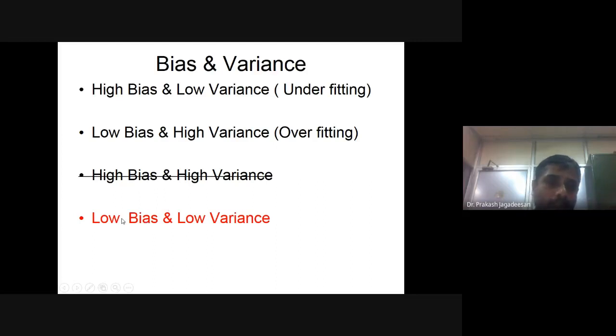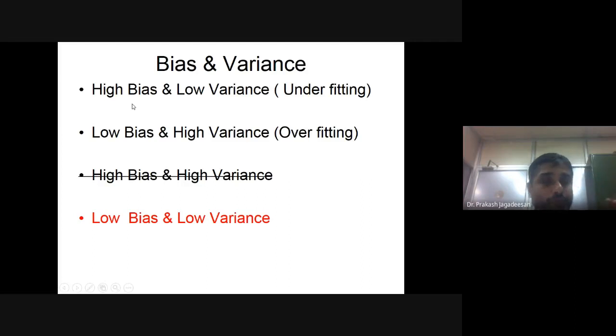What is acceptable is low bias, low variance. That is our interest. One has to build a model in such a way that it will yield low bias, low variance. And we have to avoid high bias and low variance, which I said is underfitting. This is because you have assumed a simple model structure, which is unable to capture the static and dynamic behaviors of the system. It's unable to capture the relationship. As a result, it leads to underfitting.